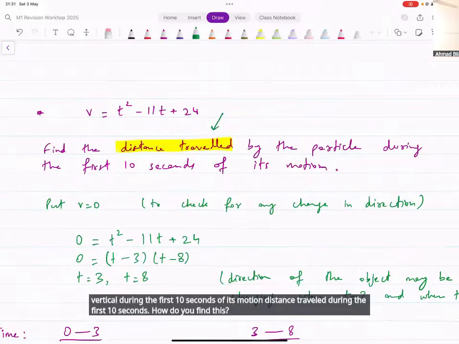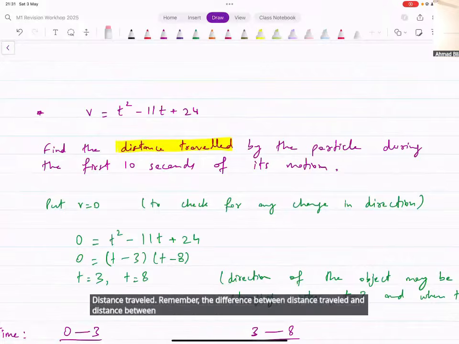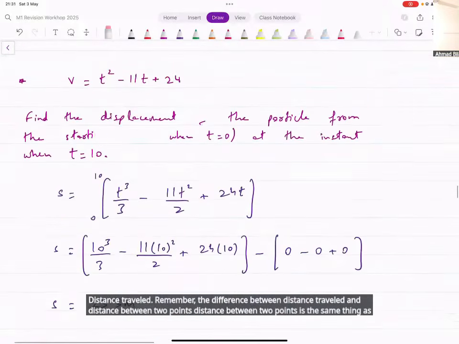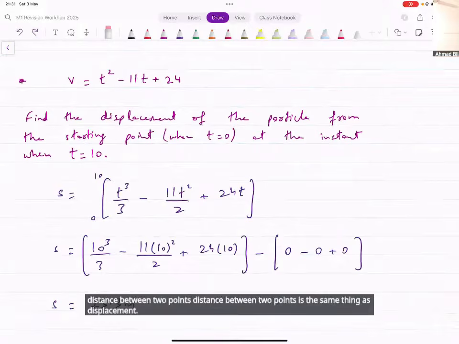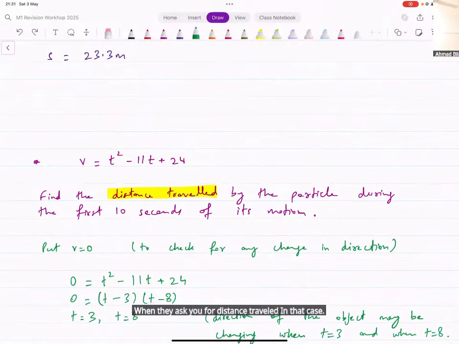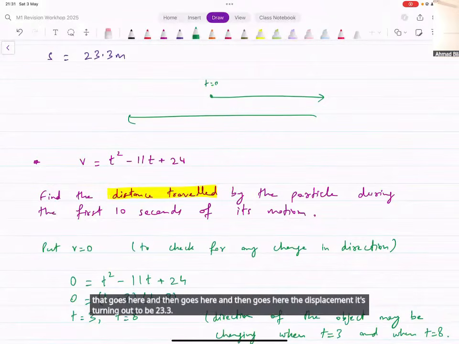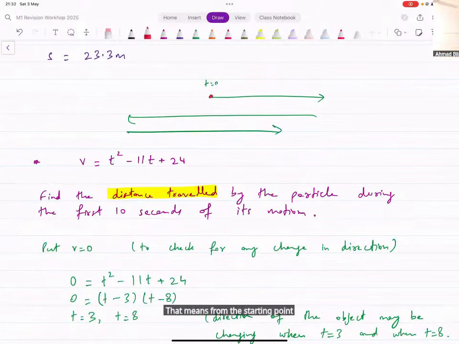Distance traveled. Remember the difference between distance traveled and distance between 2 points? Distance between 2 points is the same thing as displacement. When they ask you for distance traveled, in that case, now it could be like this, that the particle starts from t equal to 0 and then goes here and then goes here and then goes here. The displacement, it's turning out to be 23.3.